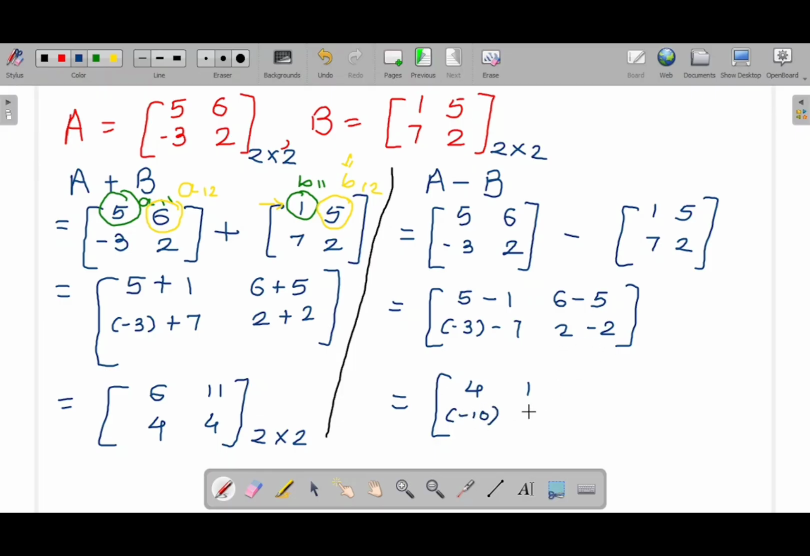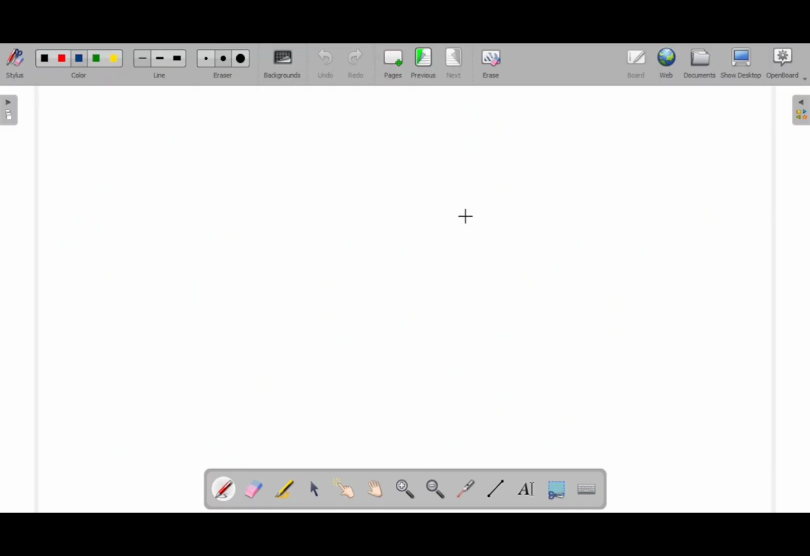And 2 minus 2 is 0. So this is your resultant matrix of A minus B. Hope you have understood this. Let's have one more question where we have to check certain rules for the addition or subtraction of matrices.